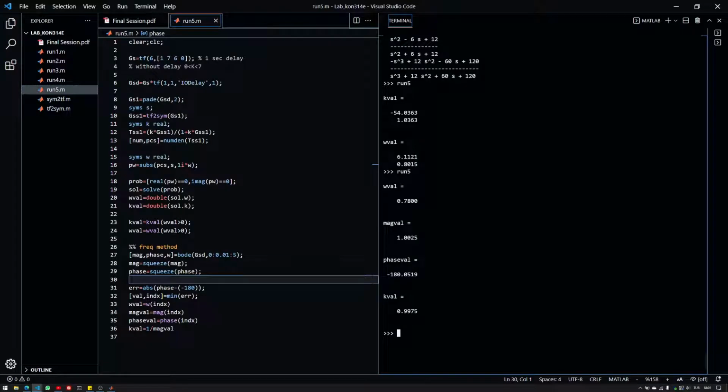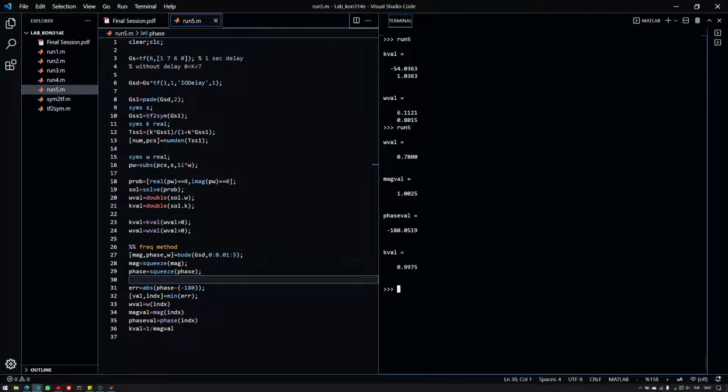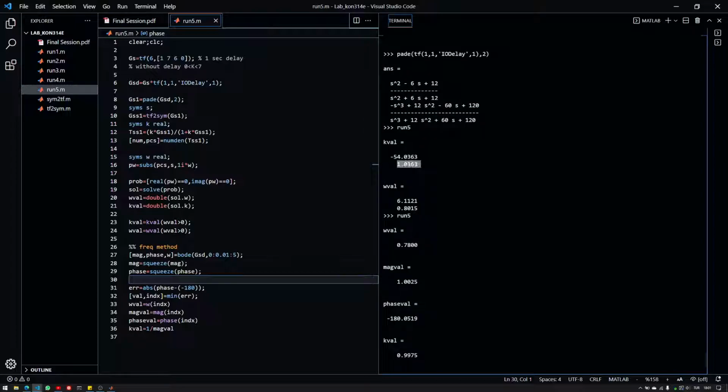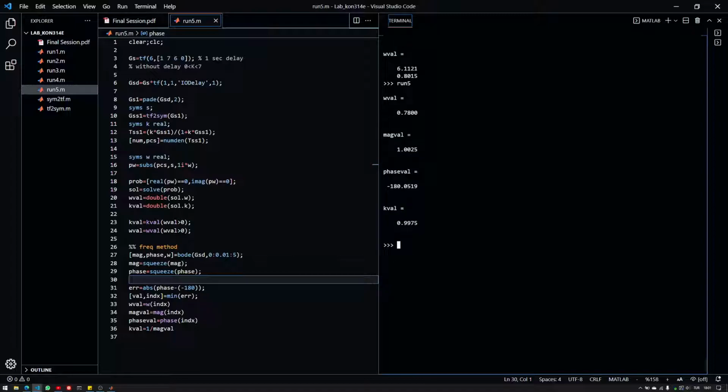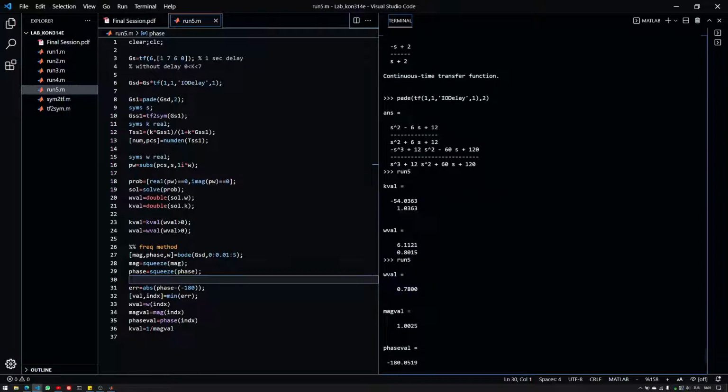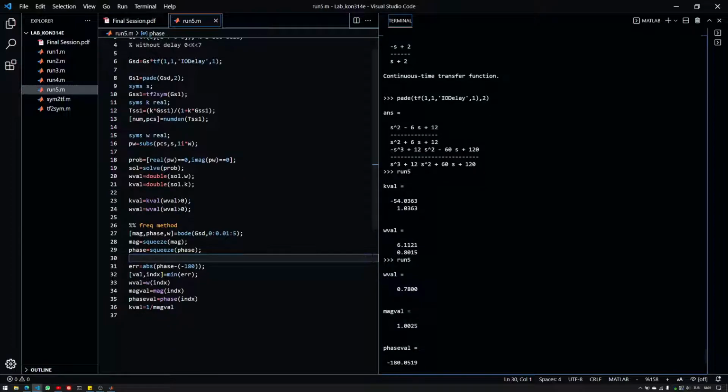And the k-value that we've acquired from the second order Padé approximation seems to be 1.03. So it shows us that this is an upper bound on the actual upper bound. So it's a rough estimate, and therefore, if you can, you should use the Bode method.